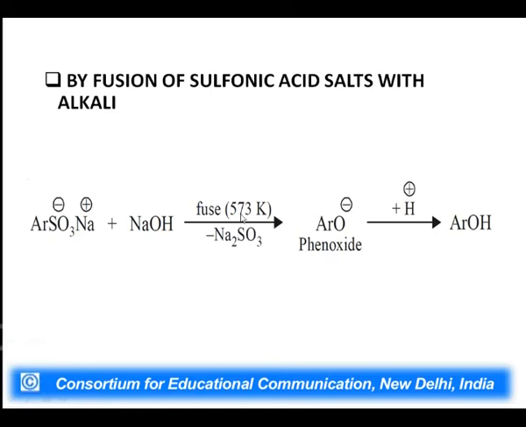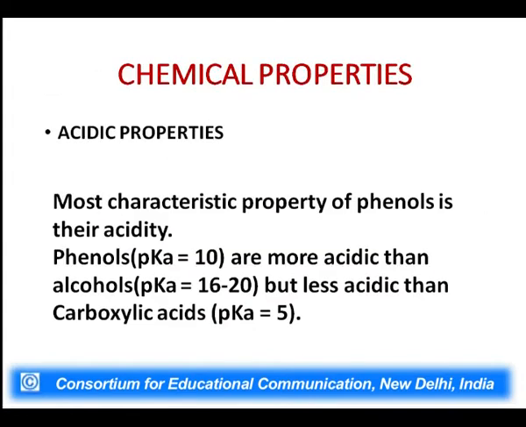So these were some methods by which phenol can be prepared in laboratory as well as in industry. Now, if we talk of the chemical properties of phenols, we can discuss them under different heads: properties due to cleavage of the OH bond, properties due to cleavage of the CO bond, which are nucleophilic substitution reactions, or the characteristic reactions of the benzene nucleus, which are electrophilic substitution reactions. To start with, today we will begin with the cleavage of the OH bond in phenol.